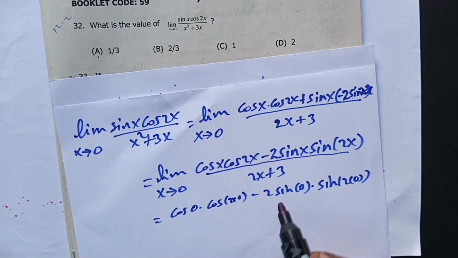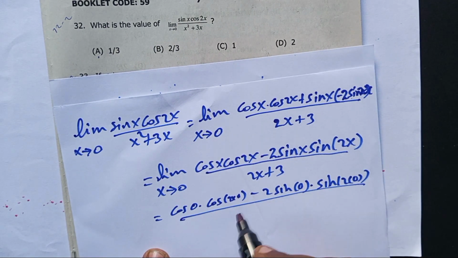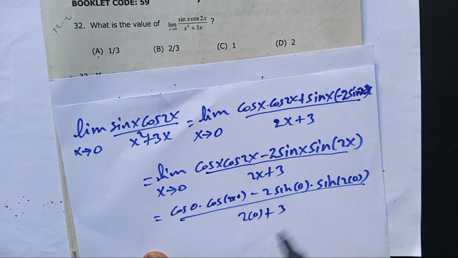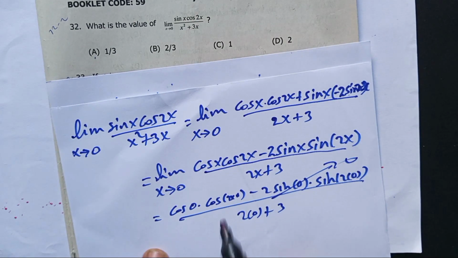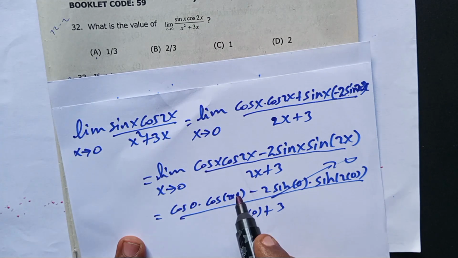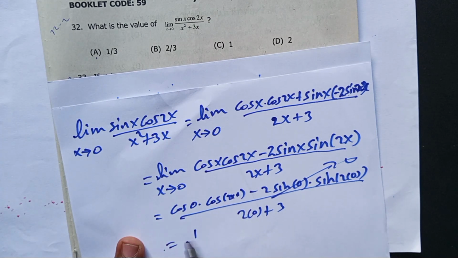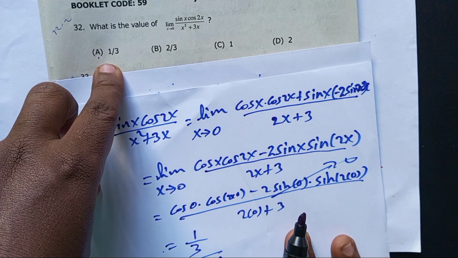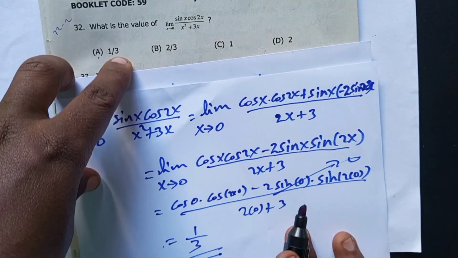Sin 0 is 0. Don't forget that one. Here 2 times 0 plus 3. Sin 0 is 0, cos 0 is 1, and 2 times 0 is again 0. Cos 0 is also 1. So we have 1 over 2 times 0, which is 0, 0 plus 3, which is 3. The answer is 1 over 3. So it is. The answer is 1 over 3.